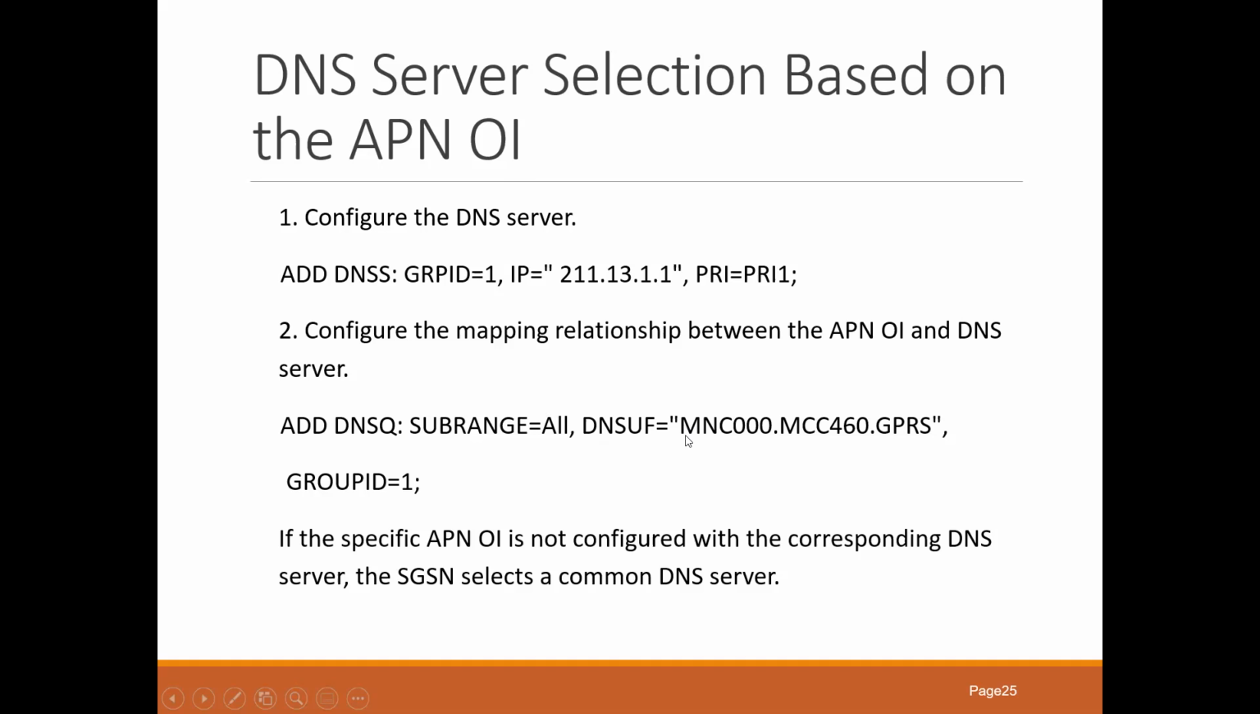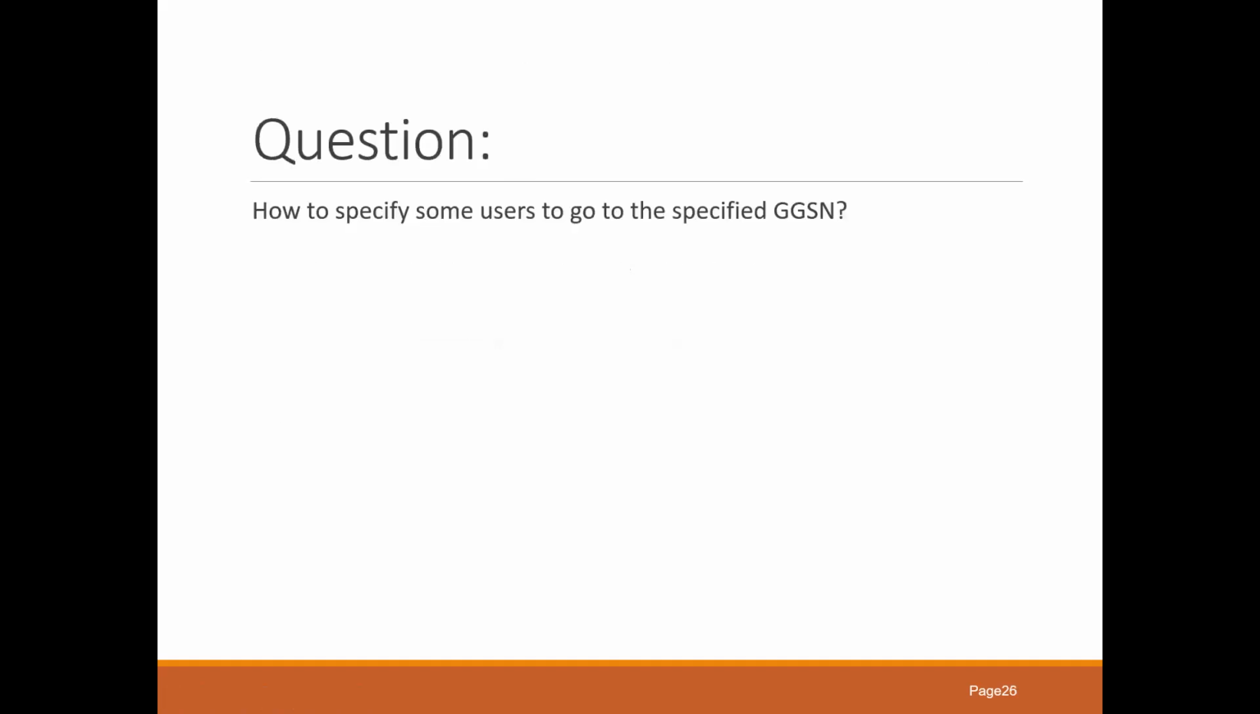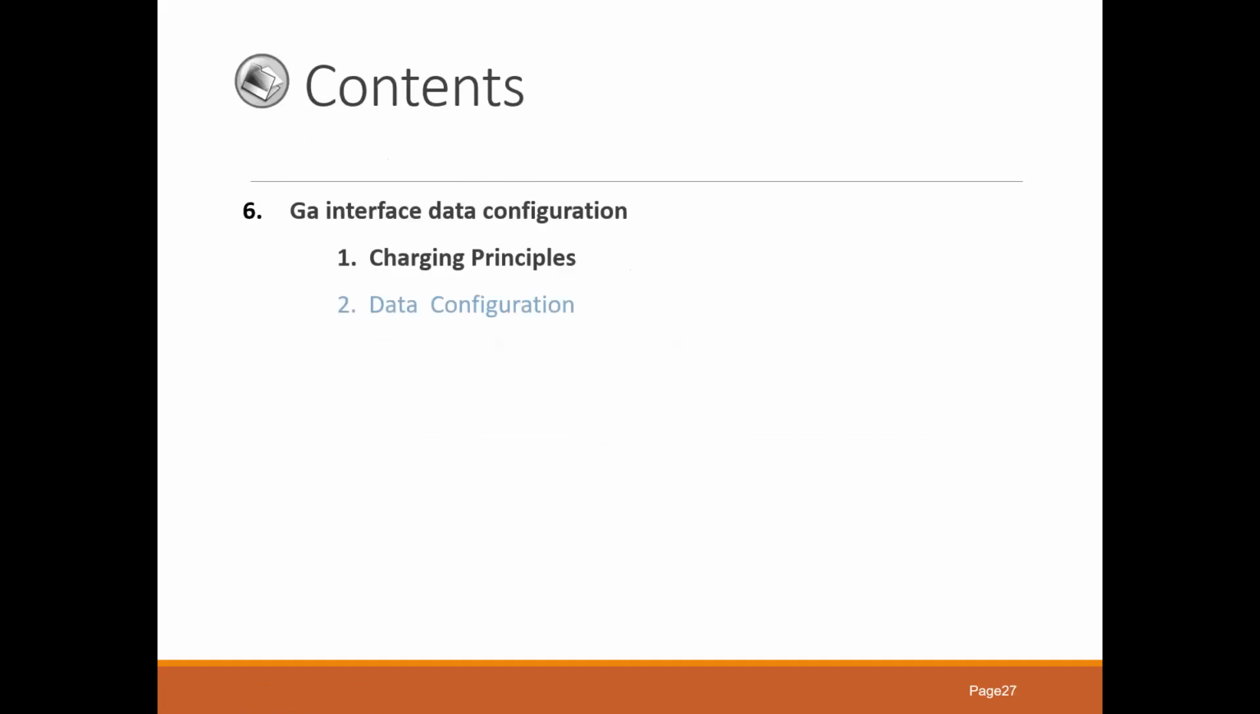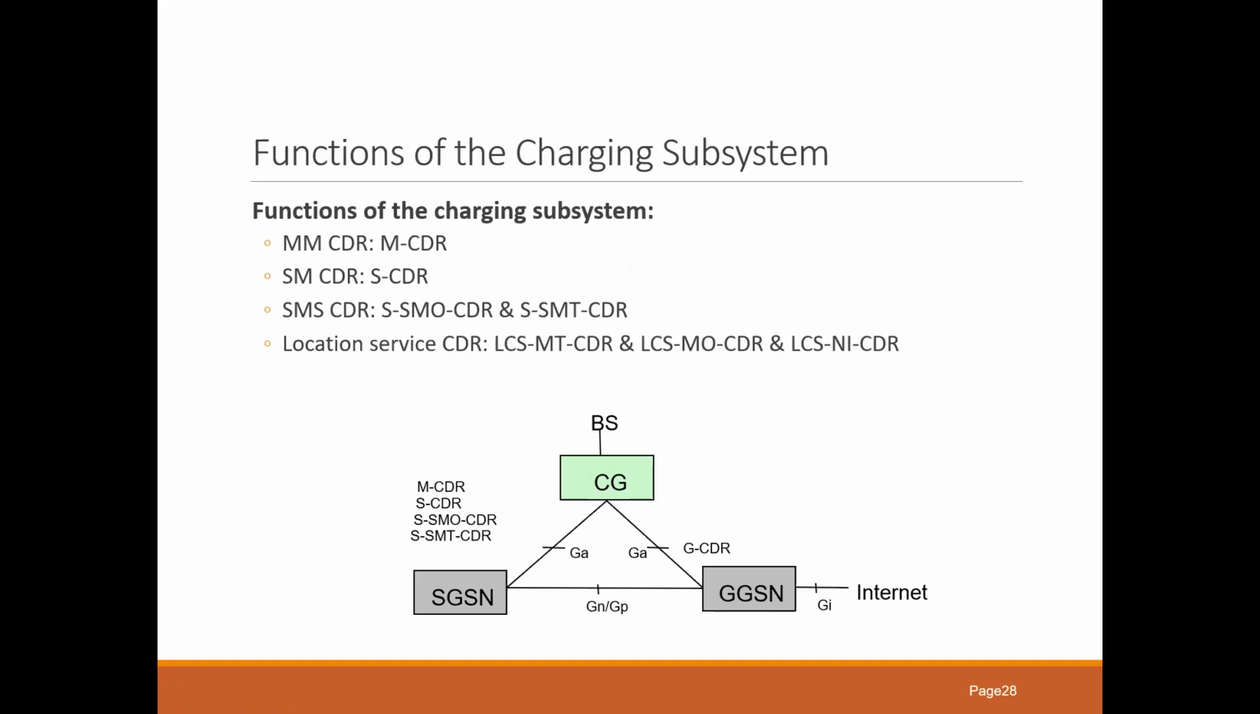This is a command to add your operator ID for any resolution of your DNSs. Okay, next is your GA interface. Your GA interface, if you remember, is the interface that is used between your charging gateway and your SGSN and the GGSNs. This diagram gives a bit of simple explanation of this.